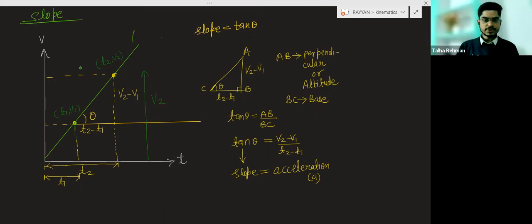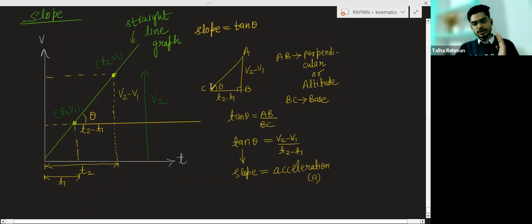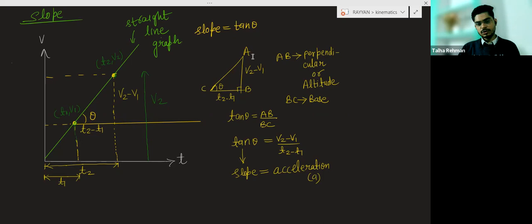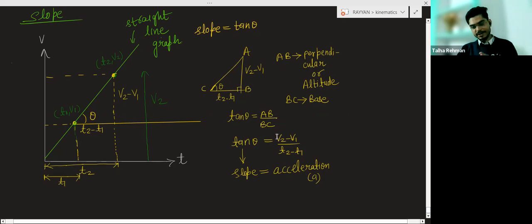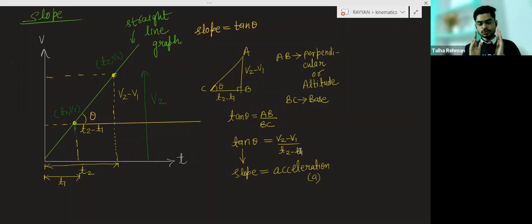And this is the straight line graph. So do you know how to calculate? Do you know the properties of a triangle? What is base? What is hypotenuse? What is perpendicular, altitude? So basically, this is the trigonometry I applied here. With the help of trigonometry, I have calculated the slope. So you have to apply all your knowledge to solve a problem.